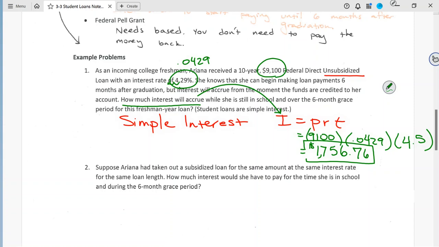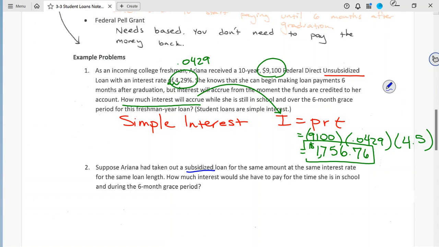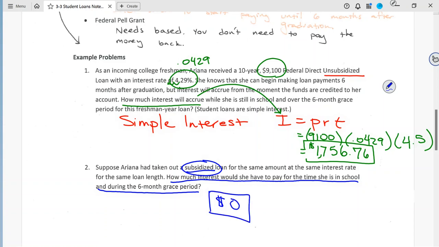All right. Number 2, suppose Ariana had taken out a subsidized loan, meaning she had more financial need, and the government pays some of it, for the same amount at the same interest rate for the same loan length. The question is, how much interest would she have to pay for the time she is in school during the 6-month grace period? Well, if it's subsidized, then the government pays the interest, and so the answer would be $0. Okay, so the difference between subsidized versus unsubsidized in this case is $1,700.